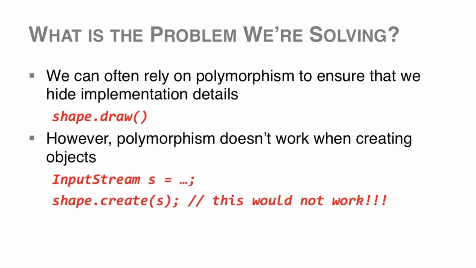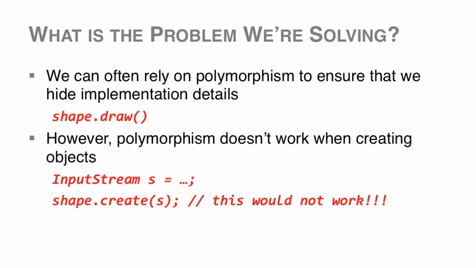Well, there are several, but the more common one is the fact that we can't have a polymorphic constructor. We often rely on polymorphism to shield the clients from an implementation hierarchy, so that they can have a handle to something abstract like a shape, and when they call a method on that shape, say draw, the correct implementation is picked by the runtime environment based on what kind of shape they're having a handle to. However, this doesn't work when creating objects.